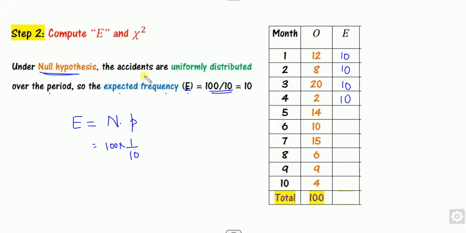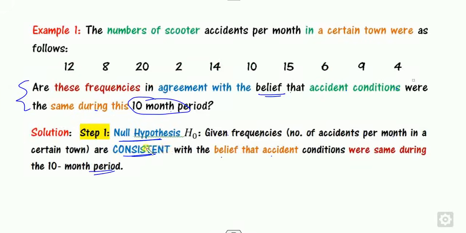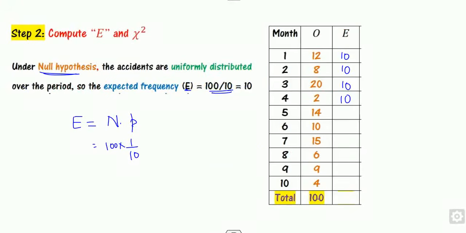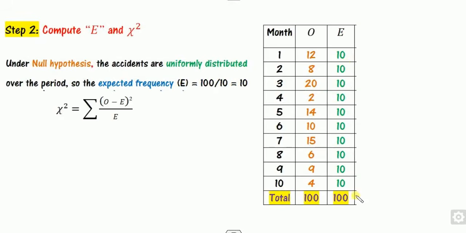Under the null hypothesis, what is the null hypothesis? Consistent means same, that's why it is 1 by 10. Once we add these, this part is over. Now we will calculate chi-square using this. We have O, which is called the given frequency or the observed frequency. E is called the expected frequency, which we calculate using the formula NP.